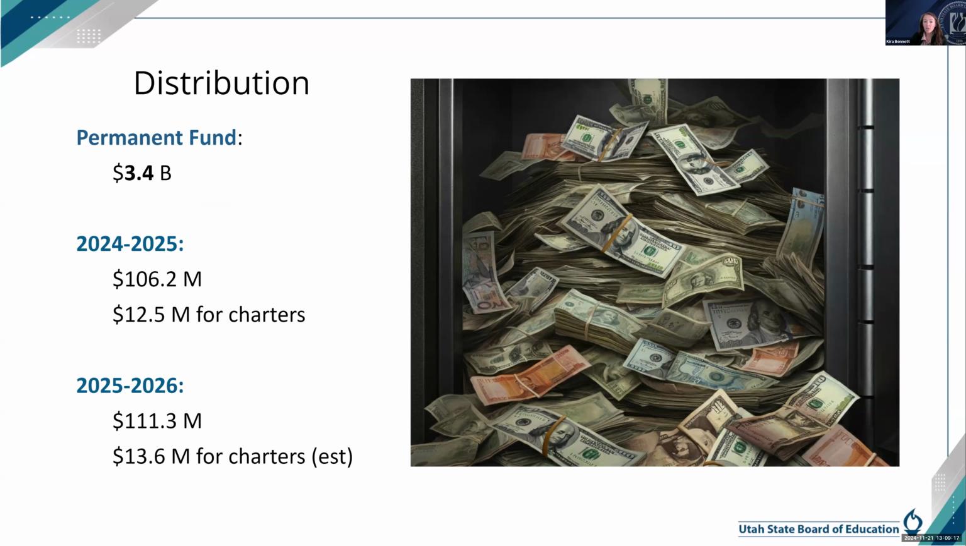And the way it works is every year a portion of this money is distributed across the state. For the 24-25 school year, as you're aware, about 106.2 million went out, with about 12.5 million of that being for charters. For 2025 to 2026, you may have seen in the news that it was just announced that about 111.3 million is going out, and then an estimated 13.6 million of that is for charters. And I do want to emphasize that that is an estimate, as the projections aren't fully complete yet, but that'll give you a good idea of what all of your schools will be receiving this year.